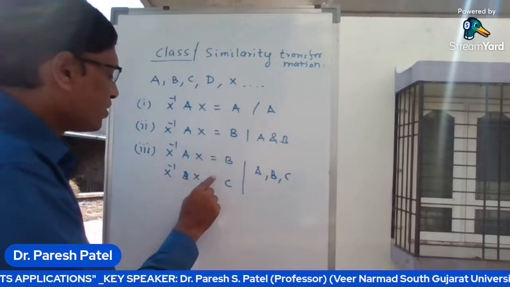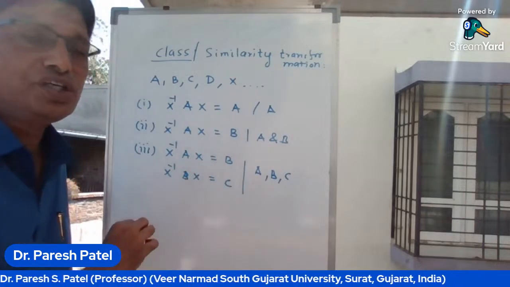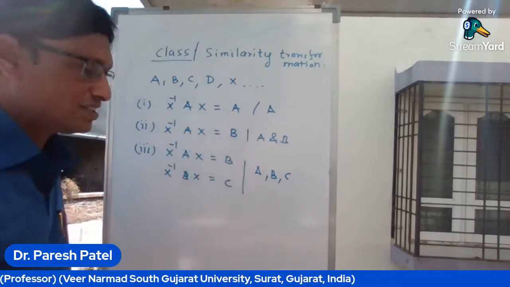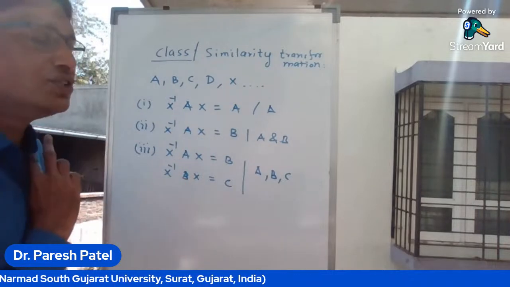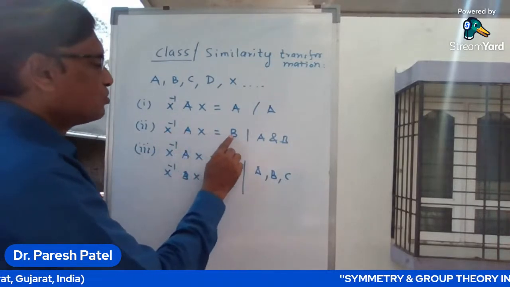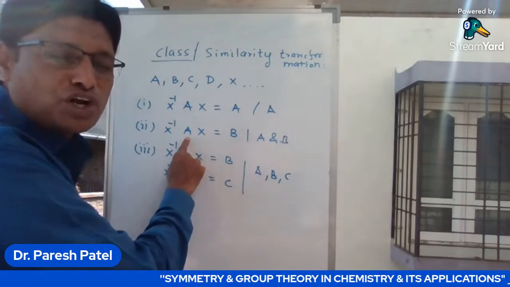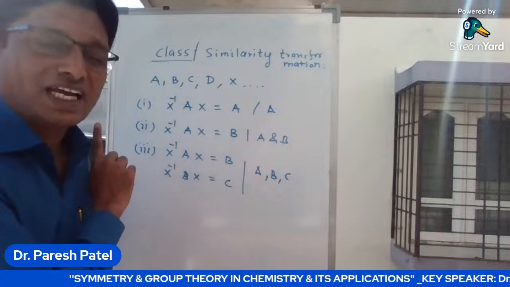x inverse B into x is equal to C. It means A, B, and C conjugate to one another form a combined class. Okay, so these are the conjugate properties. Now here, x inverse A into x is equal to B. So B is the similarity transformation of A by symmetry operation x.